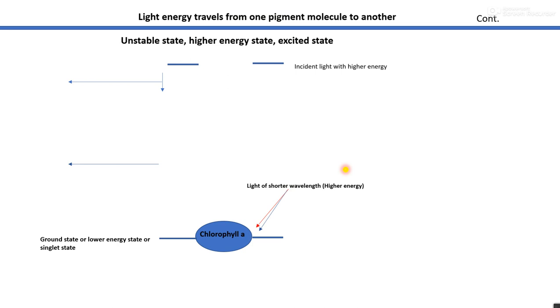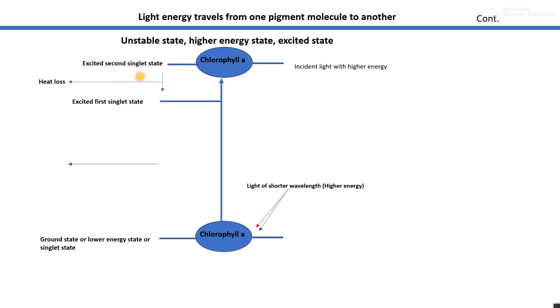As I told you earlier, the normal state of a molecule or atom is called the ground state or singlet state. So when an electron of a chlorophyll molecule absorbs a quantum of light, it is raised to a higher energy level, which is also called the excited second singlet state. This is an unstable state, so the electron comes to the next lower energy level by the loss of some of its extra energy in the form of heat, and this is called the excited first singlet state, and it is also unstable.